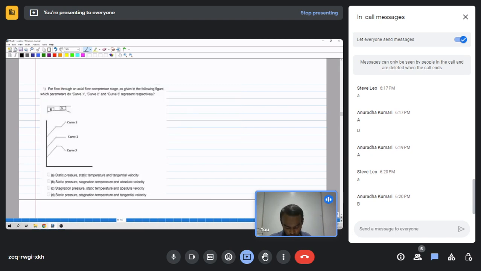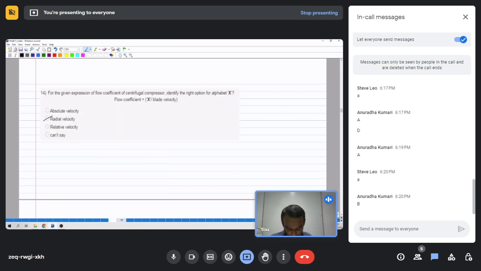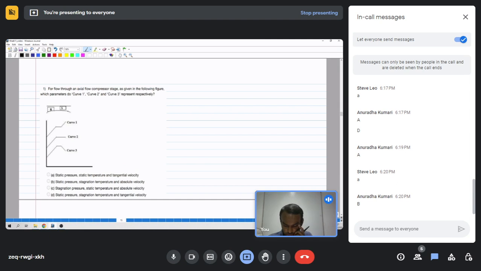Okay. Now these are about the centrifugal compressor questions. Now we will move on to axial flow compressors. For flow through an axial flow compressor stage, as given in the following figure, which parameter do curve 1, curve 2 and curve 3 represent?